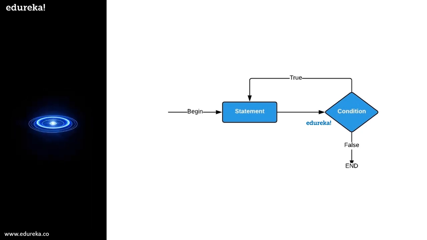If the condition is true, then the same statements will be executed once more. Once the statements are executed, then the condition is checked again. If the condition is true, then the same loop will be continued, else the control flow will exit the loop. Now, let us try to execute a program to understand this in a much better way.